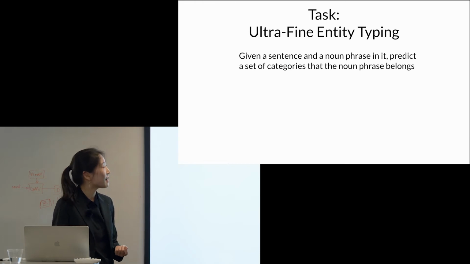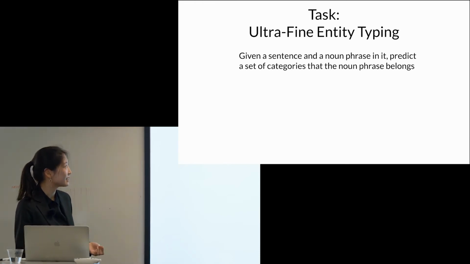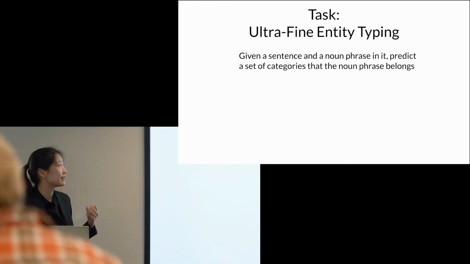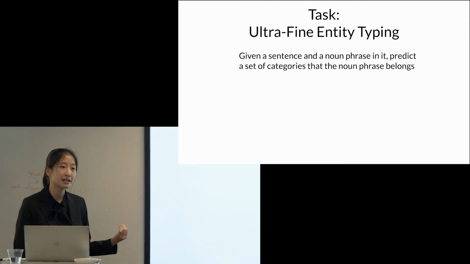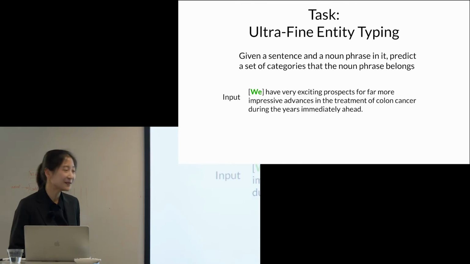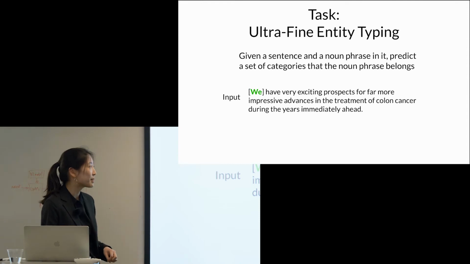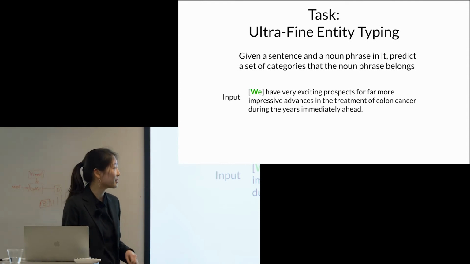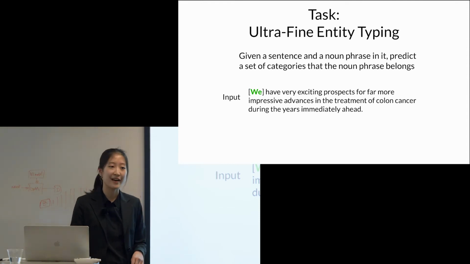Here we are going to propose a new task called ultrafine entity typing, where, given a sentence and a noun phrase inside it, you predict a set of categories that the noun phrase belongs to. It's always easier with an example. So here's an example: we have very exciting prospects for far more impressive advances in the treatment of colon cancer during the years immediately ahead.